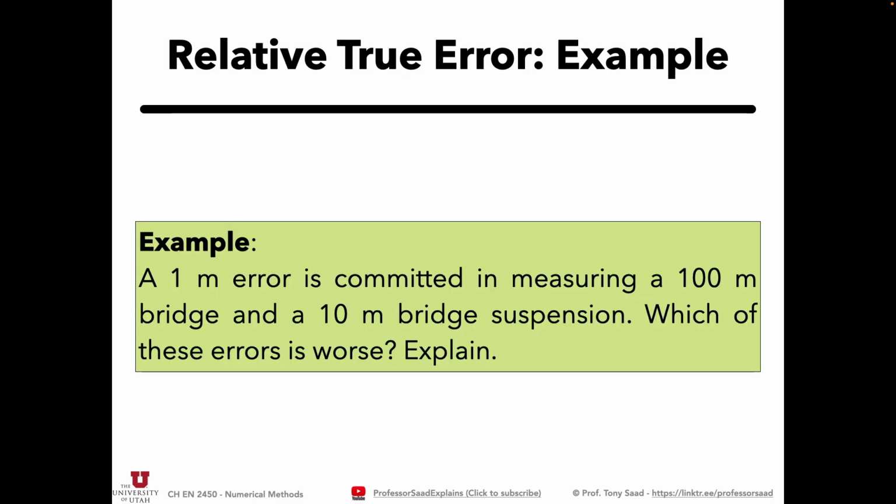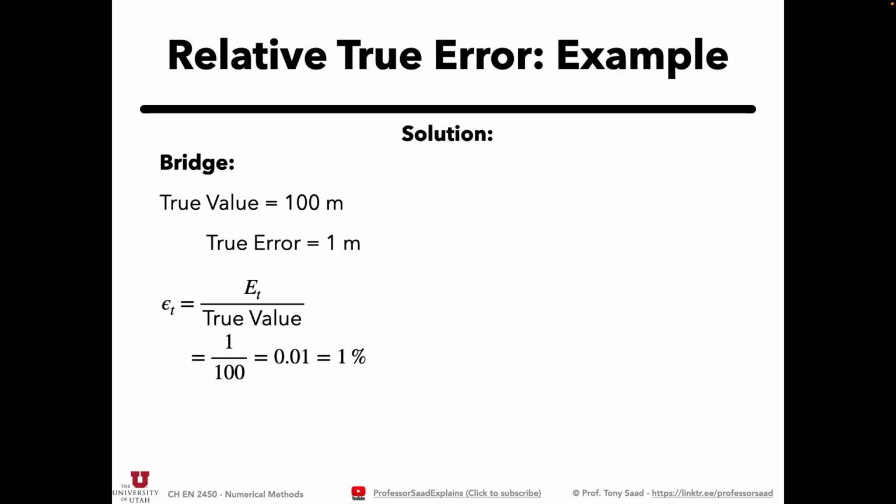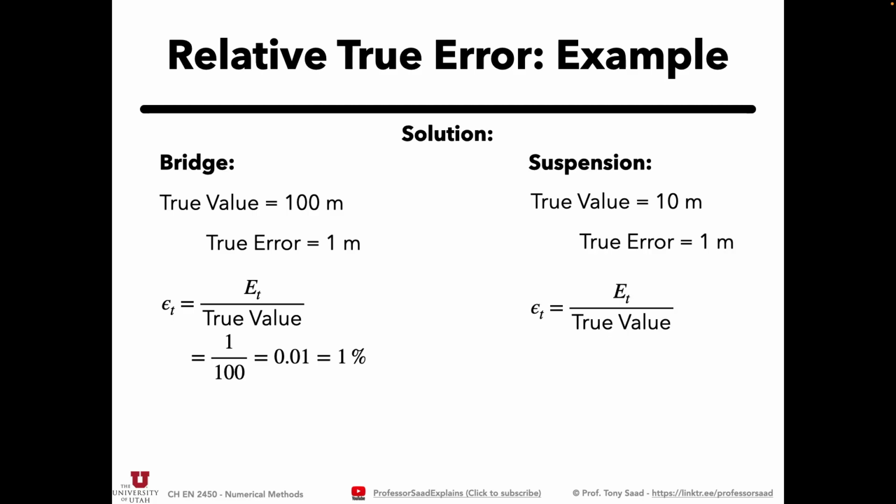Okay, so again, same example: a 1-meter error is committed in measuring a 100-meter bridge and a 10-meter bridge suspension. Which of those errors is worse? Again, you do the calculation. It's very simple. I'm giving you the error here. In the former case, when doing the bridge, the error is 1%. And when doing the suspension, the error is 10%. So the error in measuring the suspension is significantly larger than the error in measuring the bridge.